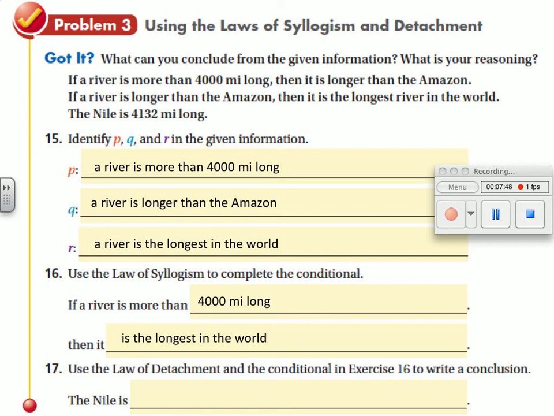You can use the law of detachment and the conditional in exercise 16 to write a conclusion. The Nile is the longest river in the world. So that's using the law of syllogism and the law of detachment together. If you have notes on this, write them down. Questions, we'll go over it tomorrow in class. Please make sure you understand that P implies Q, Q implies R, therefore P implies R. P implies R is a true statement. The statement that the Nile is 4,132 miles long is a true statement, so I can say that the Nile is the longest river in the world.